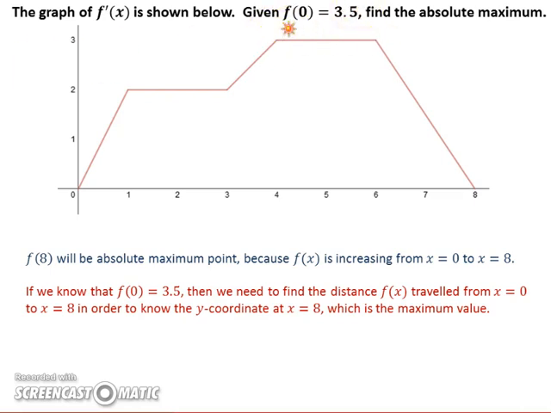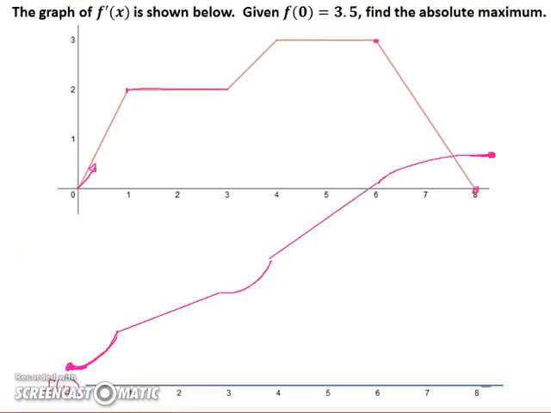So if I go back to this picture that we had, this is our f of 0 point. This is equal to 3.5. So if we can figure out the distance traveled from here to here, we can figure out our y-coordinate. Okay, so that's what integration is for, because if you want to know distance traveled, you have to integrate the derivative equation.